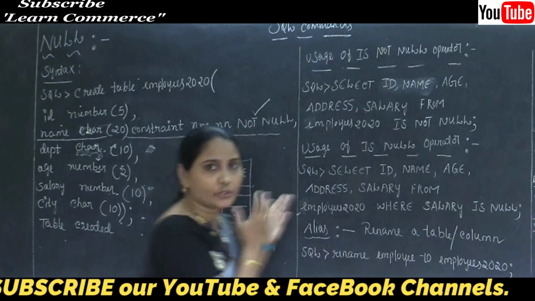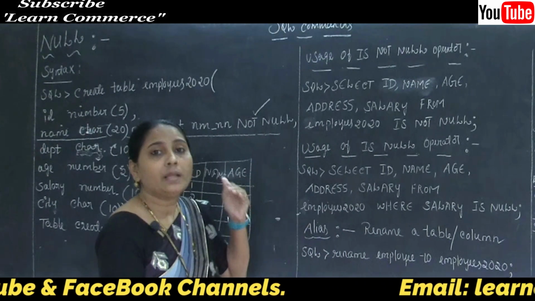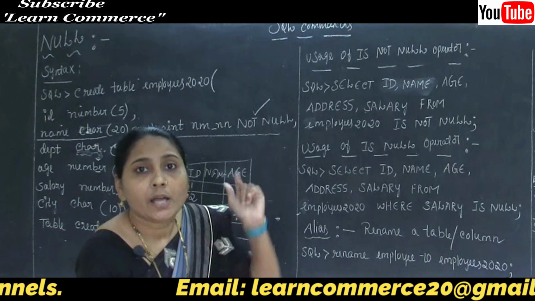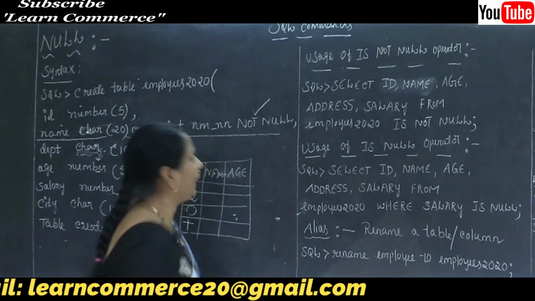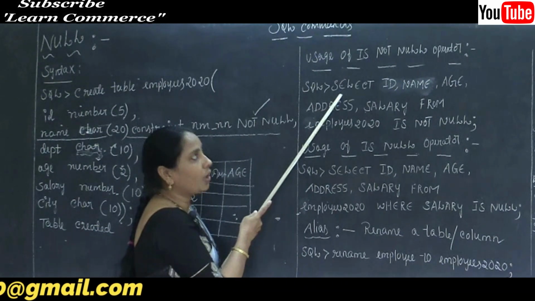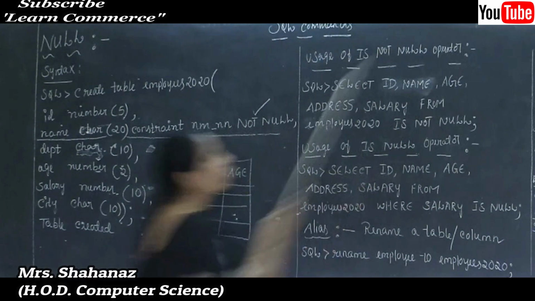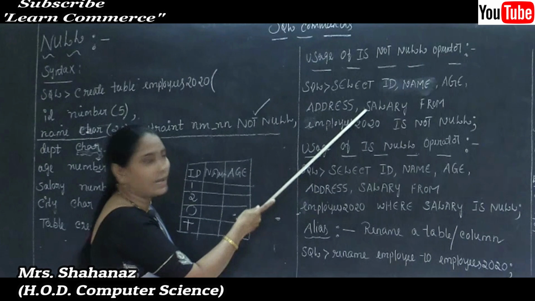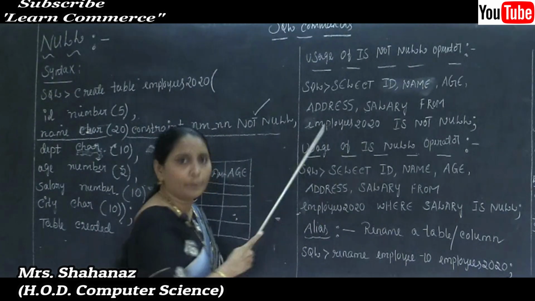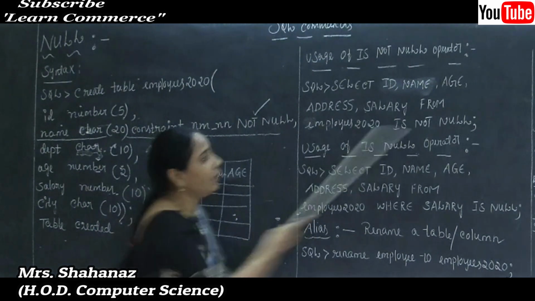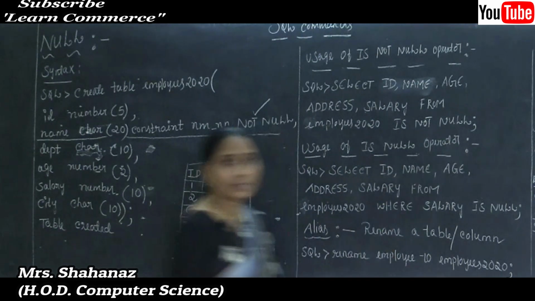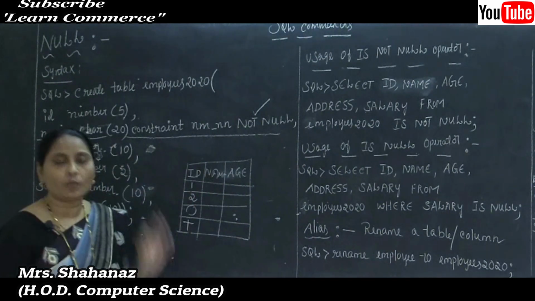So I am going to use one example by using the table. The table is employees 2020. So I am selecting the columns ID, name, age, address, salary from employees 2020 where salary is not null. Clear this point here? So that means I am using one example.